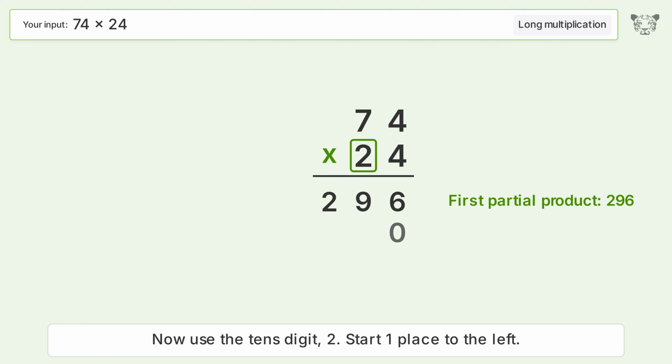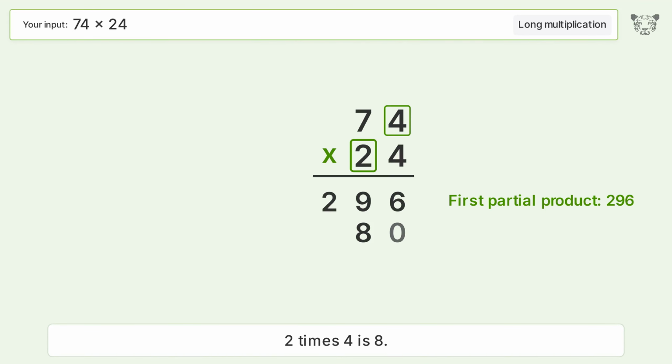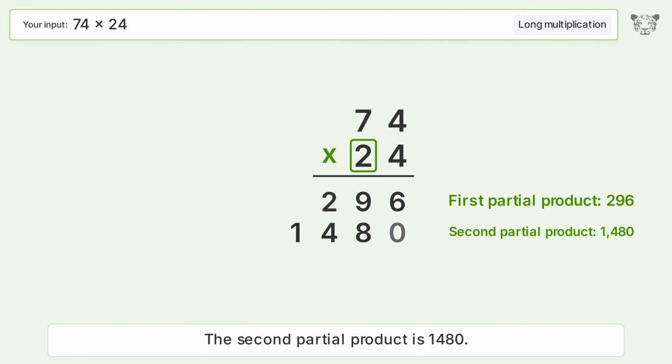Now use the tens digit, 2. Start one place to the left. 2 times 4 is 8. 2 times 7 is 14. The second partial product is 1480.